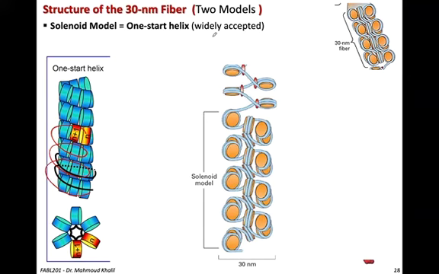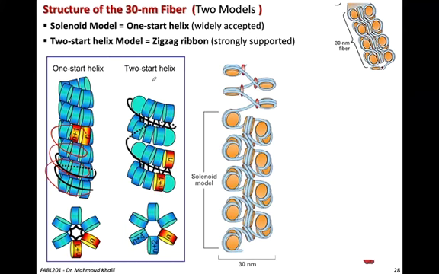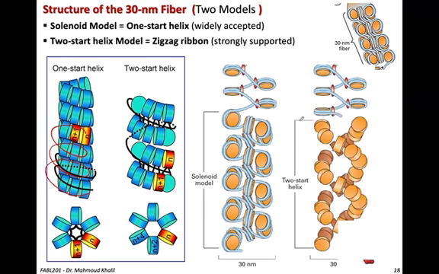And this is the widely accepted criteria of the conformation of the 30 nanometer fiber of the DNA. While the second structure, which is strongly supported, is called the two-start helix, and it's also called the zigzag model. So you can see the difference here.